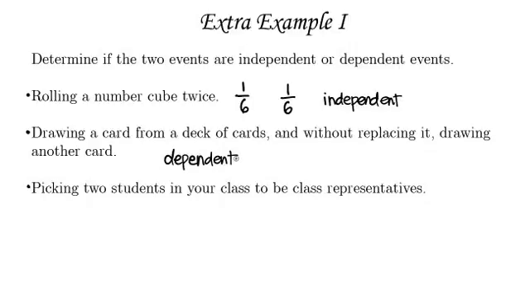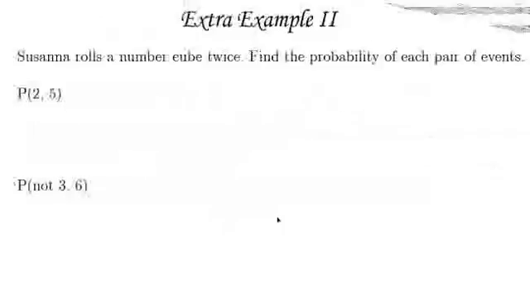So you pick one student to be the president of your class. Then for the vice president, you have one less student to pick from, right? You have 29 students. So these two events would be considered dependent events. Okay.